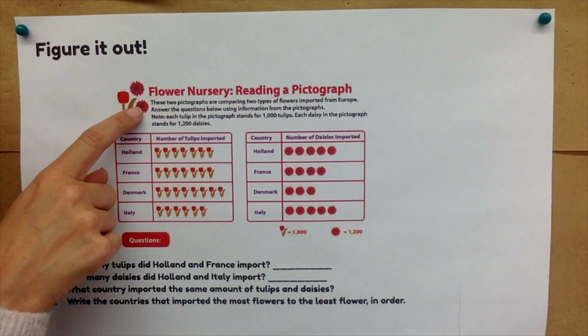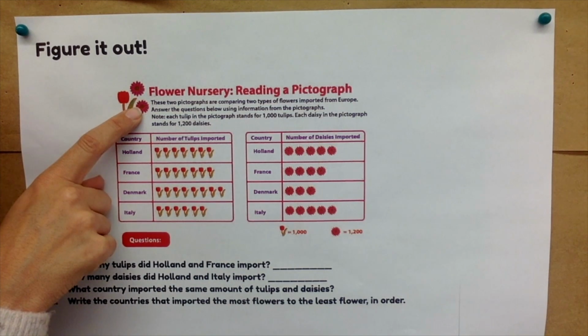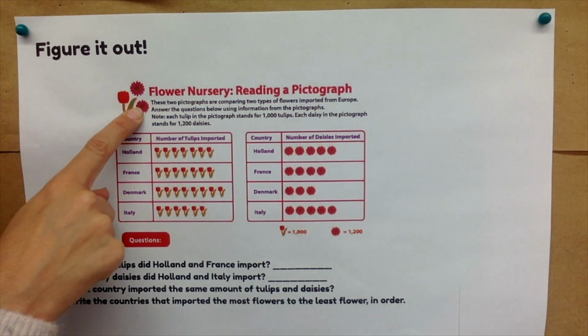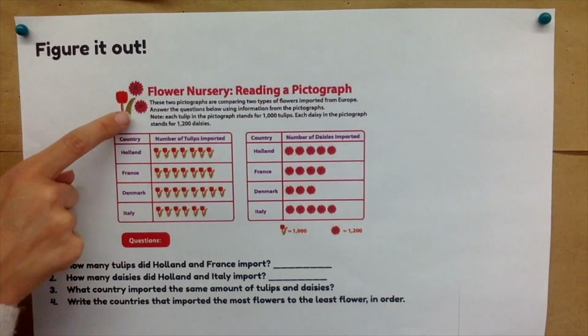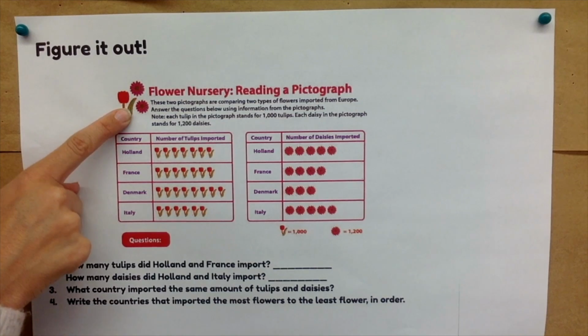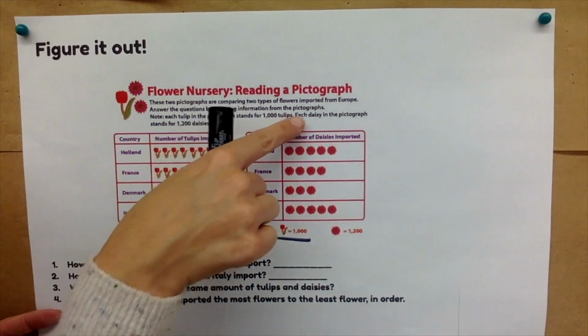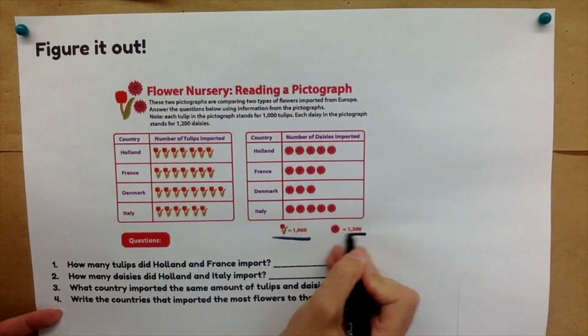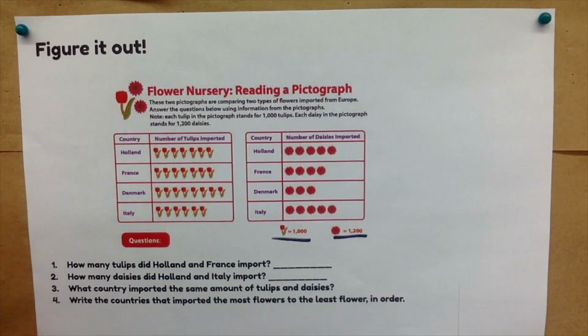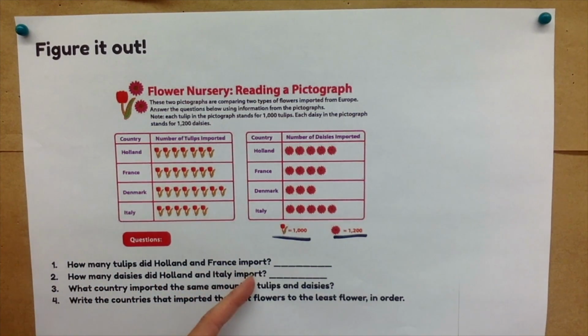Okay, this says, these two pictographs are comparing two types of flowers imported from Europe. Answer the questions below using information from the pictographs. Note, each tulip in the pictograph stands for 1,000, and each daisy stands for 1,200. Okay, so this says, how many tulips did Holland and France import?